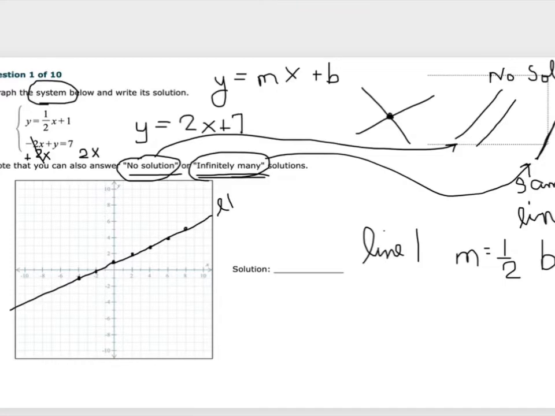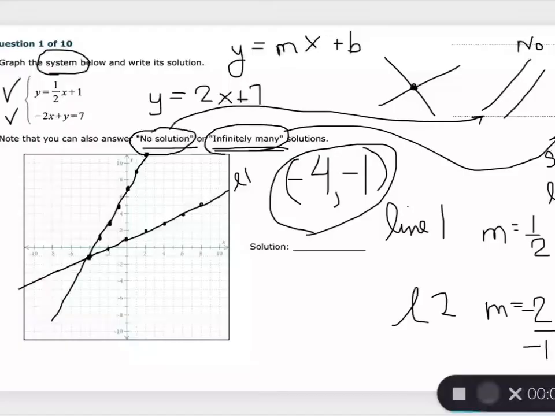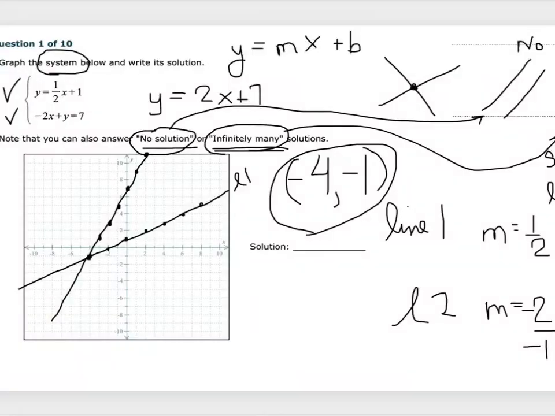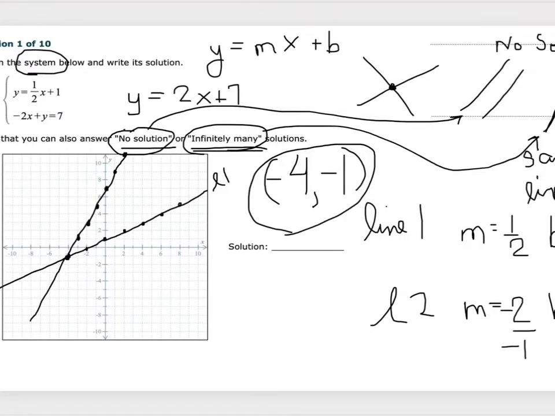Okay, so now we have a 7 y-intercept right here. So b equals 7, and the slope is 2. This is line 2. Okay, so let me get this lined up. Okay, so another video failed, and I'm trying to get this done. So this is line 2.